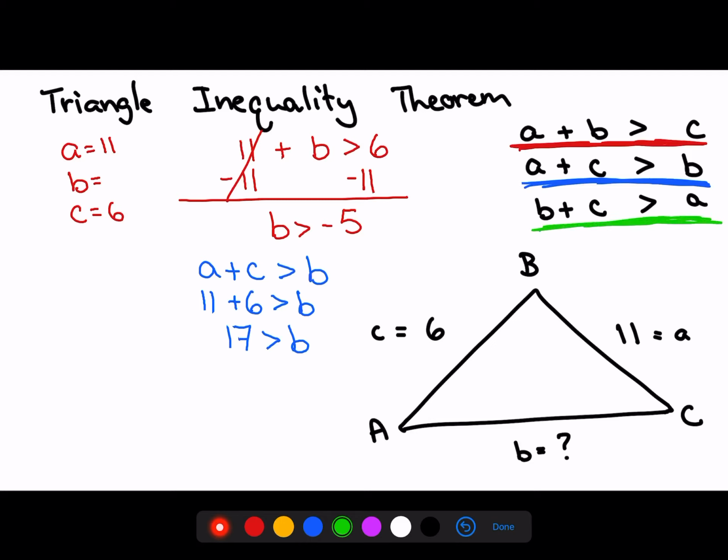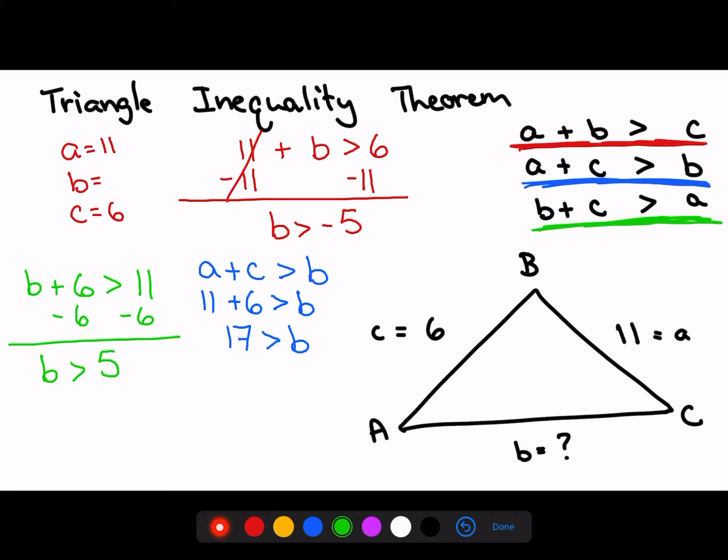Now, if I do my last one as well, b plus c is greater than a. We have b, which is unknown, plus 6 is greater than a, 11. Now, here's where it's nice, because if I get a negative number, and I do it again and replace my order, when I solve for this, b plus 6 is greater than 11, you'll actually see that we get a positive number instead. Instead of -5, it'll turn out to be +5. So we subtract 6 on both sides, and we get b is greater than 5.